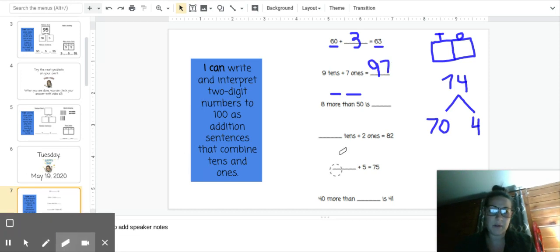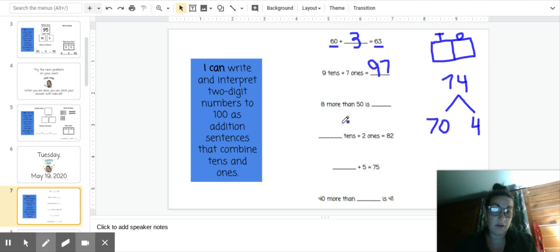So now let's think about the next one. The next one says 8 more than 50. And 50, right, is the same as how many tens? You should have said 5, right? So that would be in our tens place. And then 8 more, that looks like the same as 8 ones, right? So we would put our 8 there, okay?